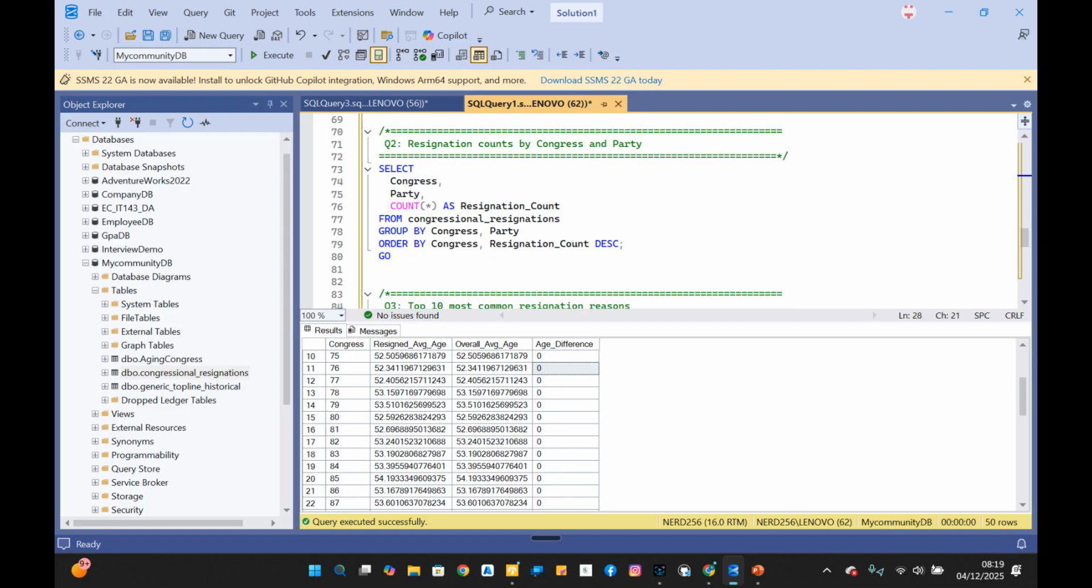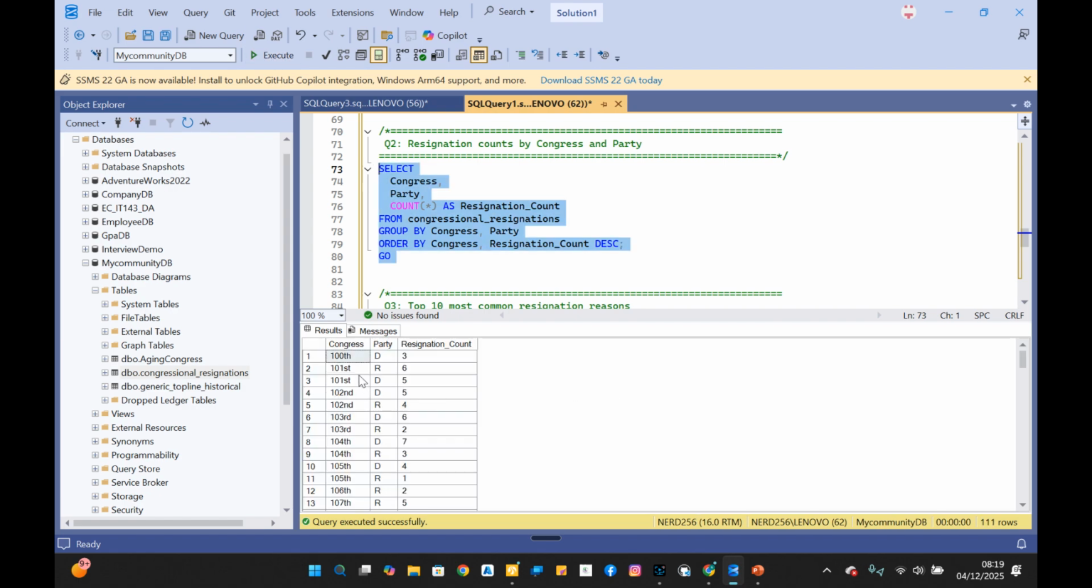The second question, resignation count by Congress and party. Now, when we run this statement, what do we get? This is the Congress party resignation count. Now, in 100, Democrats, 3 resignations. In 101st, Republicans, 6 in number. And in that pattern, you can look at it here. Follow the pattern.